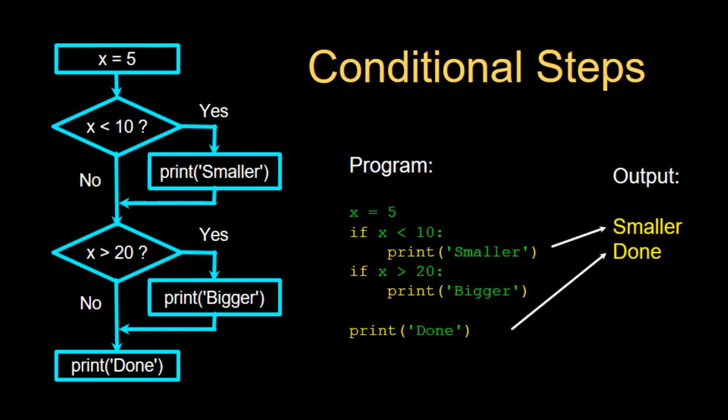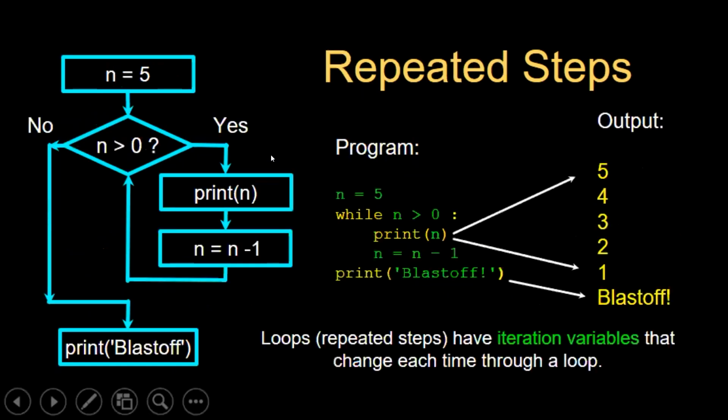Ayan. So how about the repeated steps? So these are the examples of conditional steps. So for the repeated steps, no, we have here n is equals to 5. Ayan. So we have two conditions. So we have here the while. Meron tayong while na command or function.